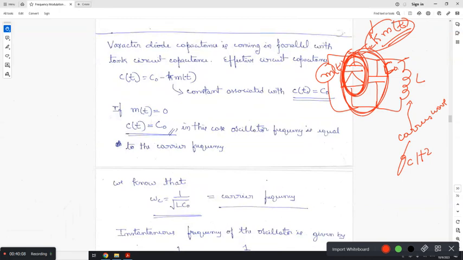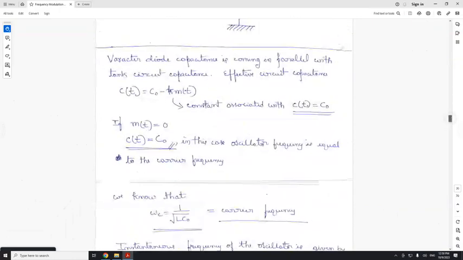Can you tell me what frequency it is generating? Carrier frequency only. Now when M of t is not equal to 0, this is going to generate a frequency which is now proportional to the instantaneous value of the message signal. Have you understood this? That's what I have shown you here. See, when M of t is equal to 0, C of t is equal to C naught, it will generate a carrier frequency.